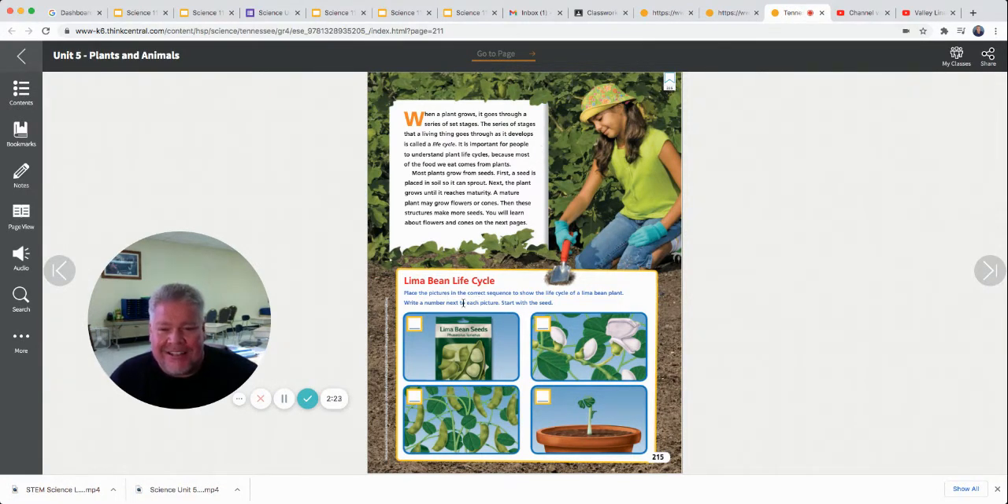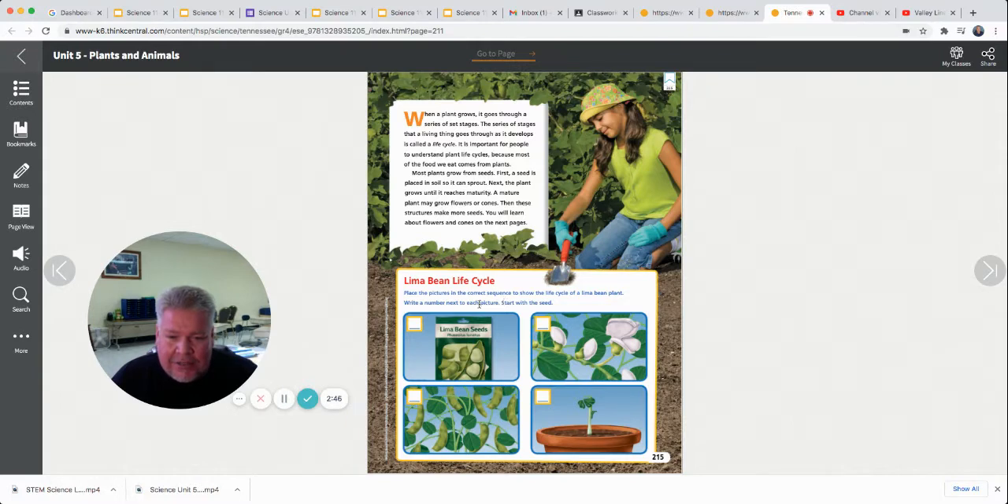So let's look down here at the bottom, a lima bean life cycle. Have you ever planted lima beans? I've not planted lima beans. I've planted a lot of different kinds of green beans. I guess that's a kind of green bean too, but not the kind of bean that's my favorite. I like the peanut beans, and what else do I plant? Other kinds of beans in my garden. Well, let's take a look at this life cycle though.